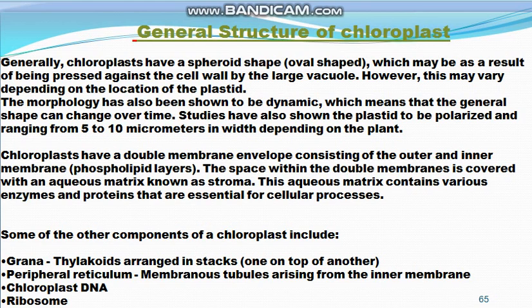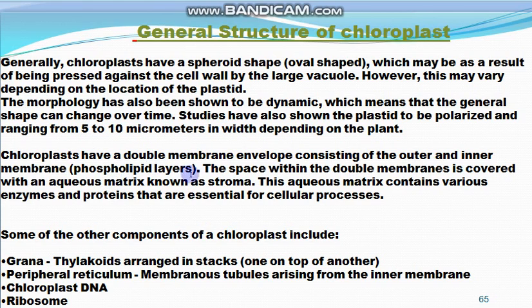So the morphology has also been shown to be dynamic, that is, it is variable, which means that the general shape can change over time. And studies have shown the plastid to be polarized, and it ranges from 5 to 10 micrometers in width depending upon the plant. So this is the size of the chloroplast. And the chloroplast, its basic structure has a double membrane envelope consisting of an outer membrane and an inner membrane, and these are phospholipid layers.